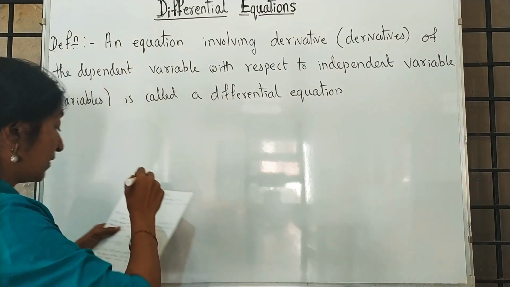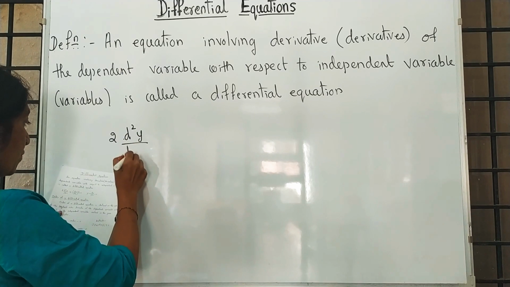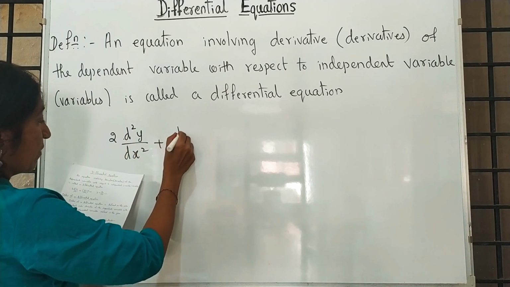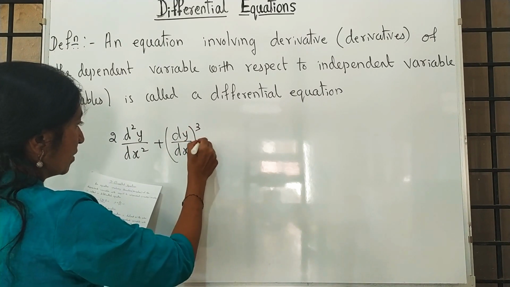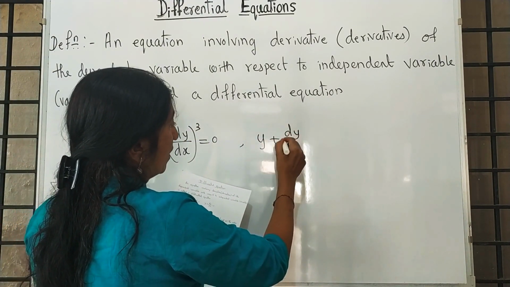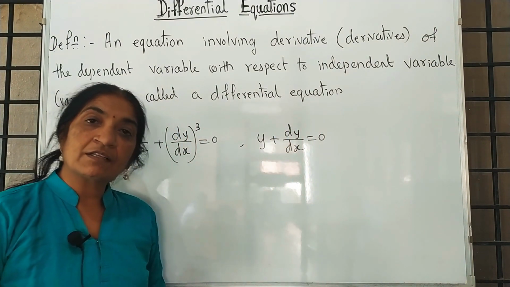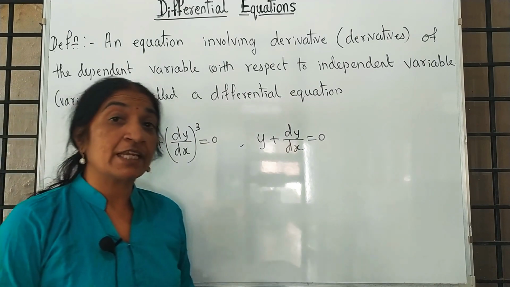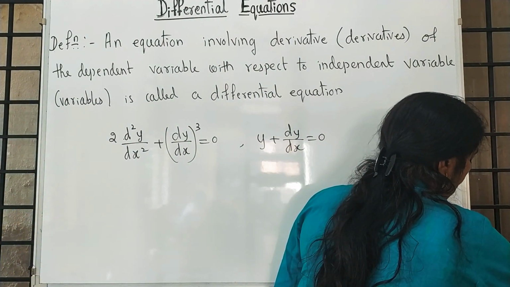So here I am giving you the examples. 2 into d square y upon dx square plus dy upon dx whole cube is equal to 0. y plus dy upon dx is equal to 0. See, these are the examples of differential equations. Then I am giving you the order and degree.